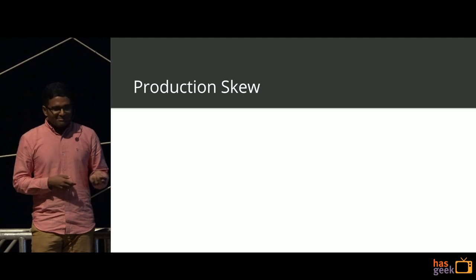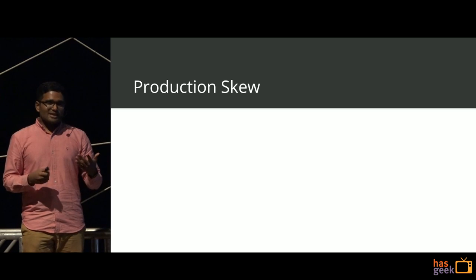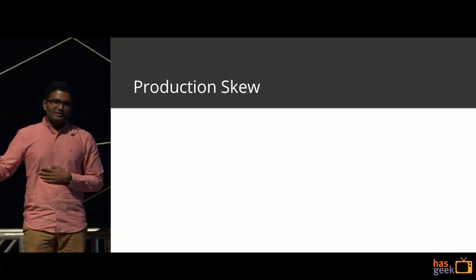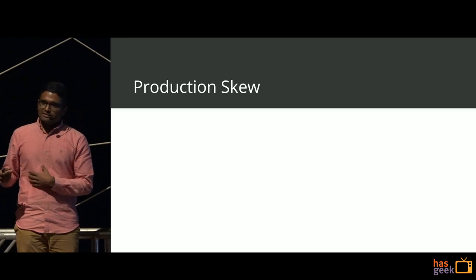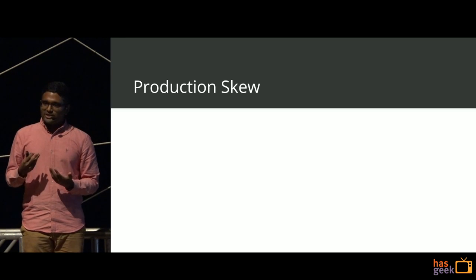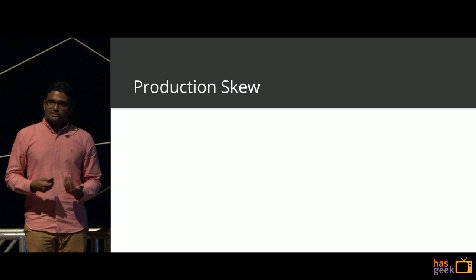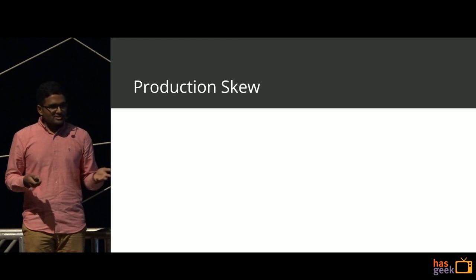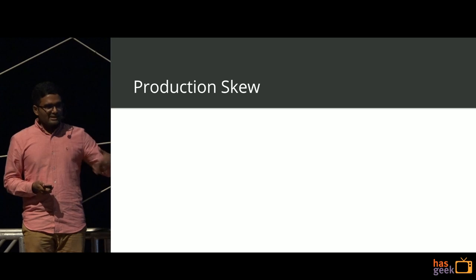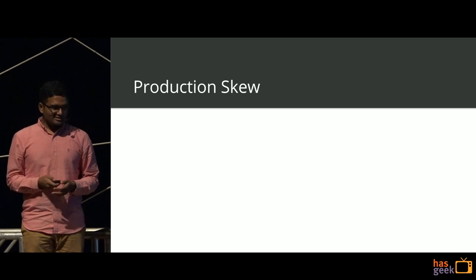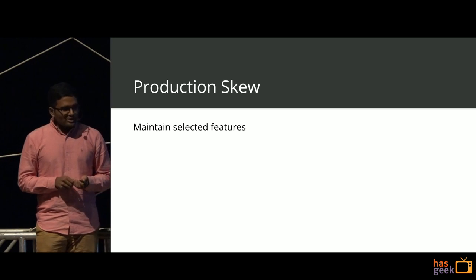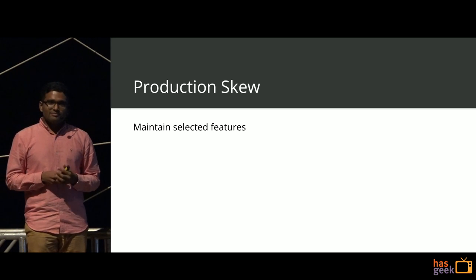This is something which you might not have heard of, at least it's not a popular word, but the idea of production skew is how your deployment environment, or your whole system which is running, starts to deviate in certain ways from the context in which it was trained. So there starts to be this skew between how your system was intended to run and how your system runs.